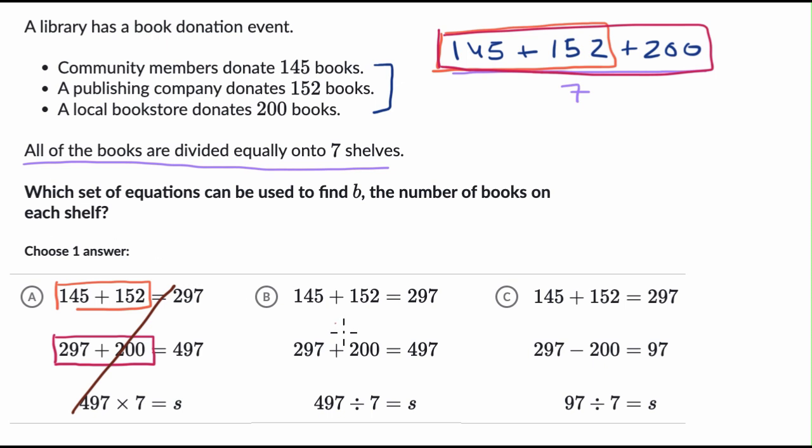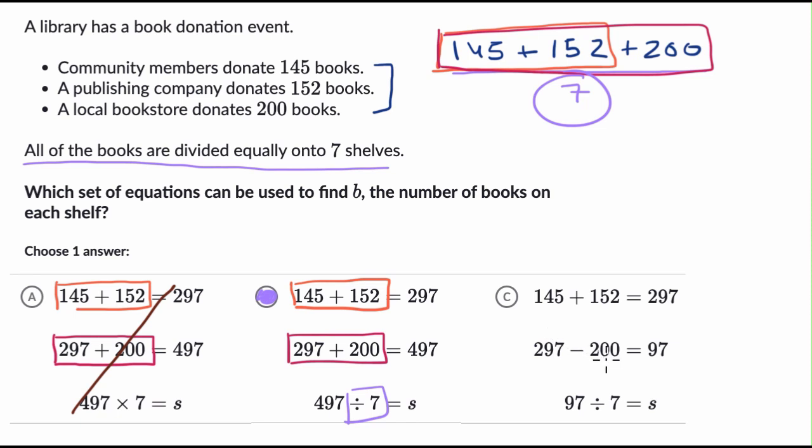All right, the second choice, they did the same first step. They added these first 2 numbers to get to 297. Then they added 200 to that to get to 497. So I'm liking this so far. And then they divided by 7 right over here, which is exactly what we thought of doing originally. So I like choice B.